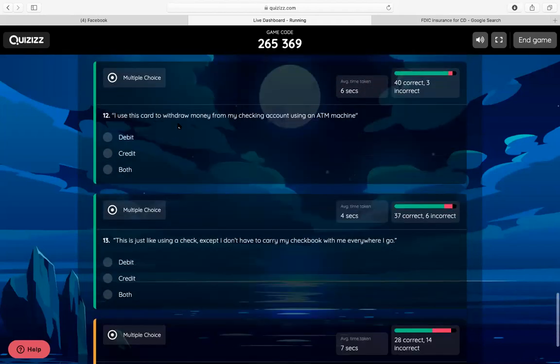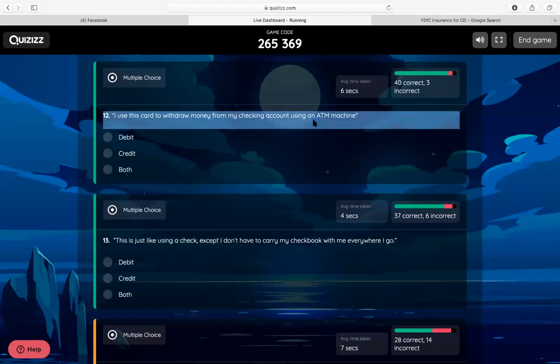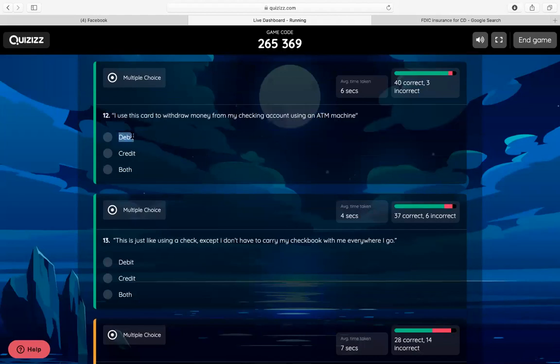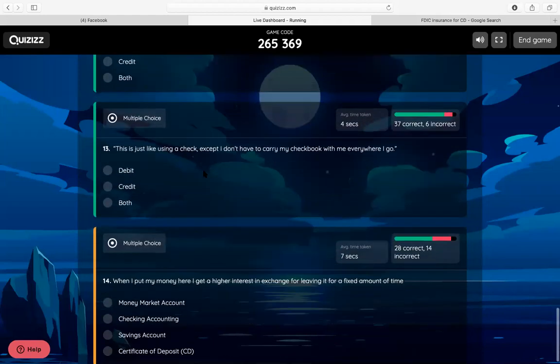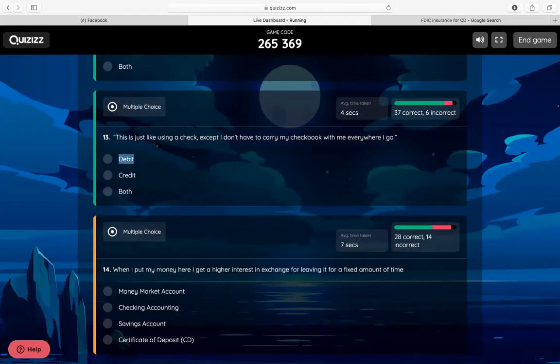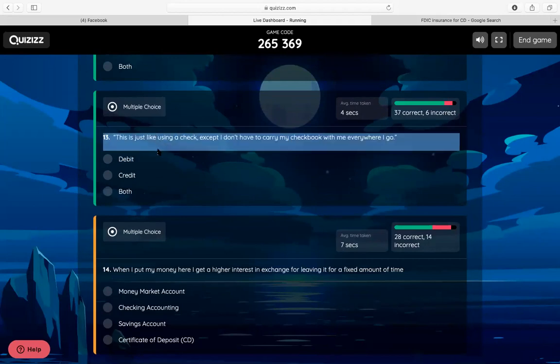I use this card to withdraw money from my checking account using an ATM machine. It is a debit card. You can also use an ATM card, but an ATM card and a debit card are almost the same, except the debit card has the Visa or MasterCard logo on it. This is just like using a check, except I don't have to carry my checkbook with me everywhere I go. So that's a debit card.